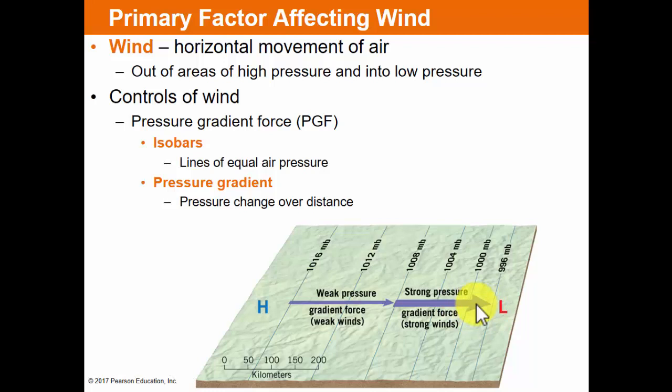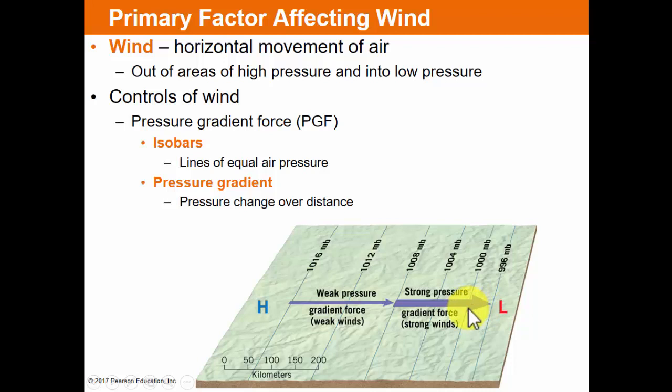So wind is the horizontal movement of air. Air, creating wind, moves out of areas of high pressure and into low pressure. The pressure gradient force, the PGF, is what causes the wind to blow, and that is a function of the difference in pressure, 1016 to 1012, 4 millibars, divided by the distance. And again, in this case, maybe it's 150 kilometers. That's a fairly low pressure gradient and weak winds. But down here, where you have a 4 millibar difference over a much, much shorter distance, you have the same number, 4, divided by a shorter distance, so you have a much higher pressure gradient.